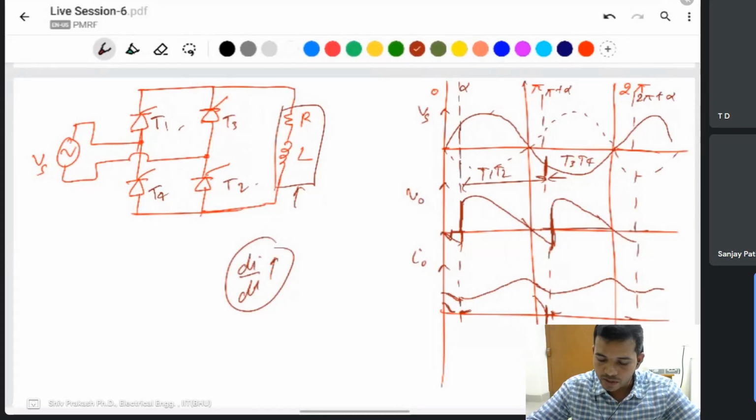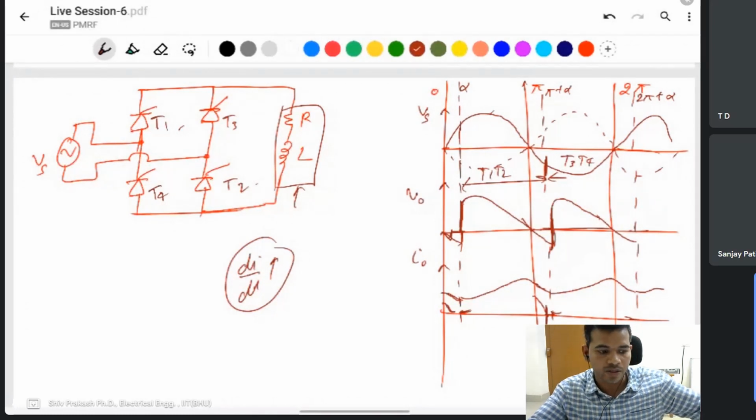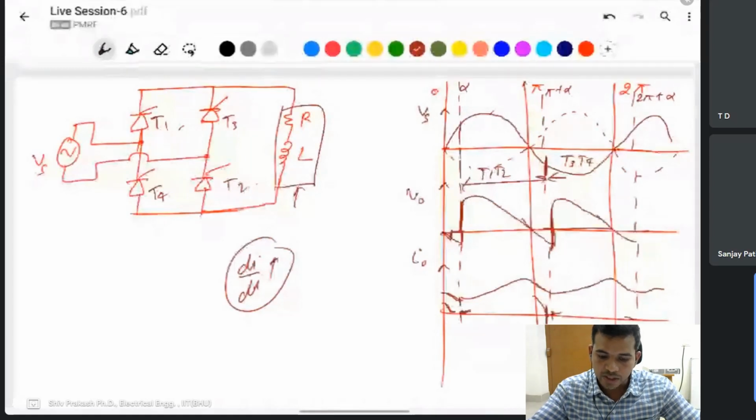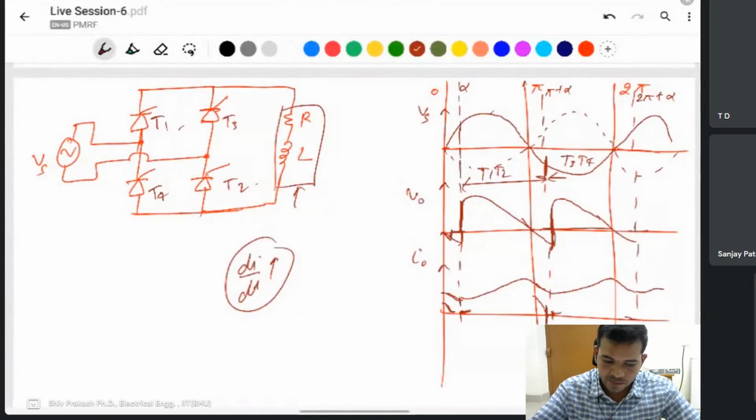Then this one will not be off. A thyristor has only on control. You don't have off control in a thyristor. When you switch on the thyristor, it will be off only when a reverse bias voltage is applied to it. Sir, at that time the inductor voltage will keep T1 and T2 forward biased after pi, because of this.